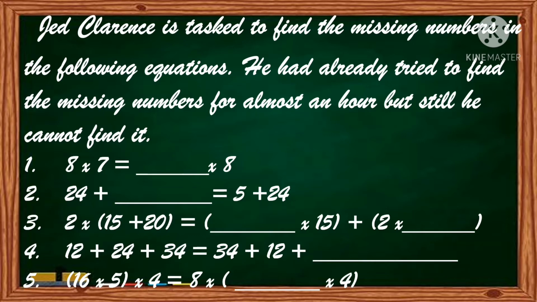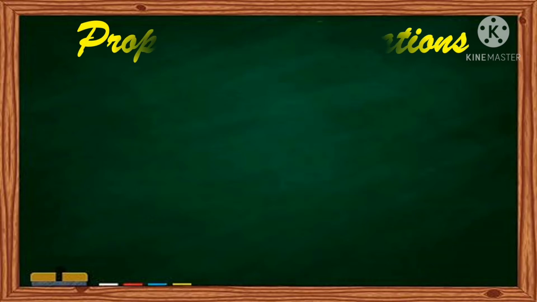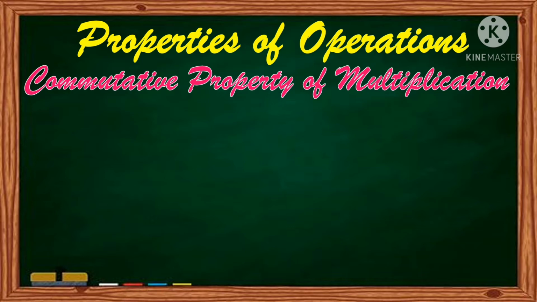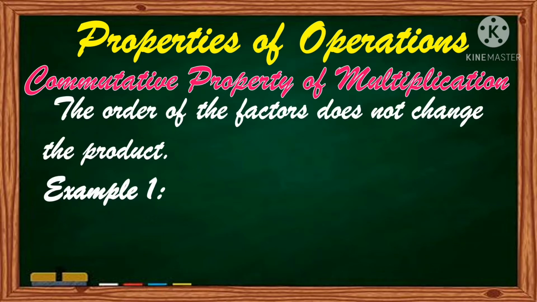Okay, first, let's try to evaluate each equation by discussing the properties of operations, because it will help us to find the missing numbers in an equation and by performing the operation in each expression. So let us discuss the properties of operation one by one. The first property of operation that we have is the commutative property of multiplication, wherein the order of the factors does not change the product. Just like the task given to Jed, let's have example number 1.